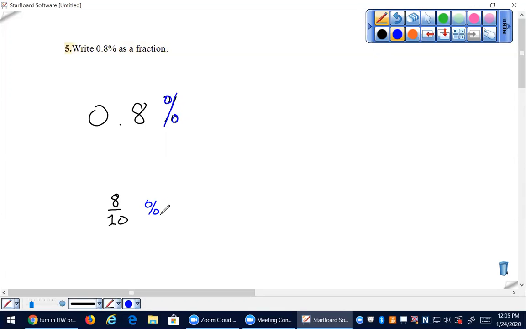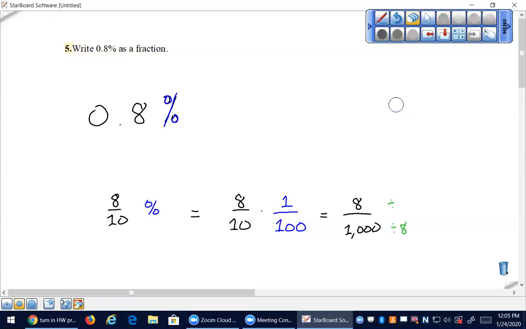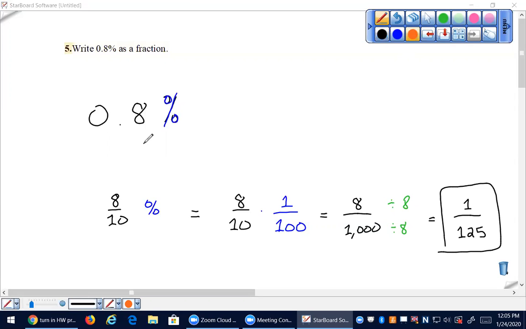So if I did it that way, then I can say that this is 8/10, and the percent is a times 1/100, and I can get 8/1000. I can divide by 8 for all of this, so 1,000 divided by 8. So that's one way to do it, where we're dealing with the 0.8 part first.